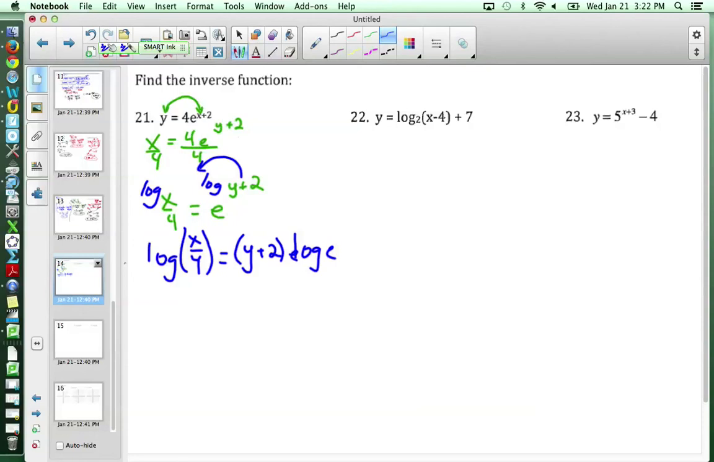Now we could have taken the natural log of both sides, and then in this case the log of e would have canceled out. The natural log of e would cancel out. It doesn't really matter which log base we use. I just prefer using log base 10 every time. And it makes a little extra step here, but I think you'll be able to follow along. It'll be fine. So we want to solve this for y. We have the y plus 2 times log of e. Let's start by dividing both sides by the log of e.